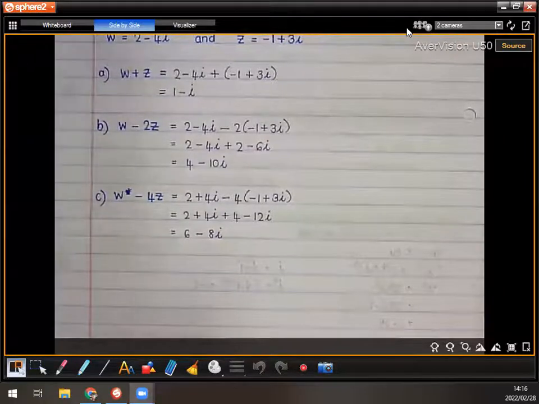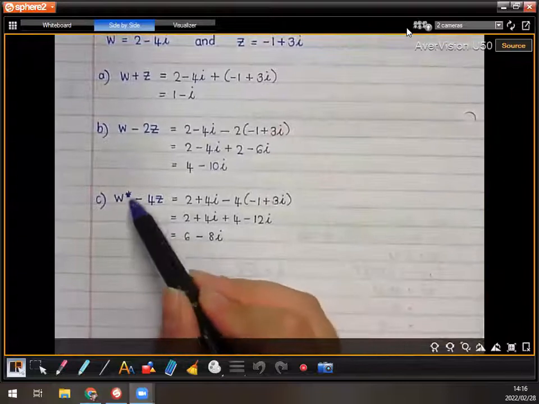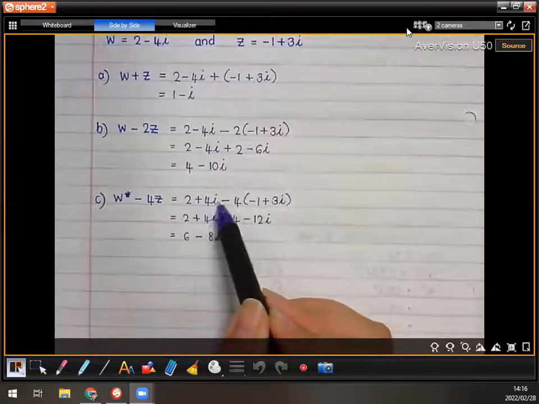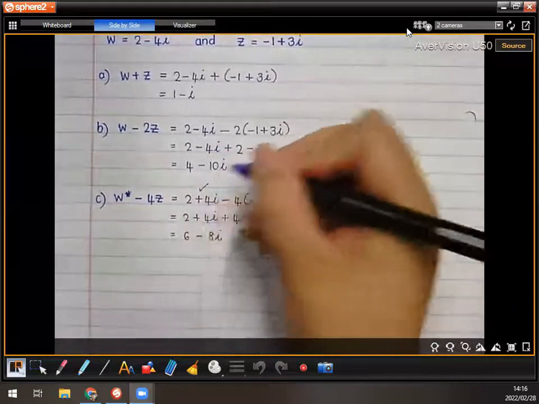There you go, there's my answer, minus 8i. Alright, so now the conjugate. W is 2 minus 4i. So W star, the conjugate, is 2 plus 4i. Okay. You actually will get a mark for doing that.